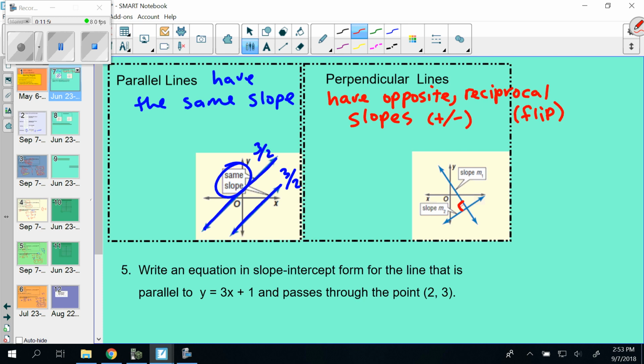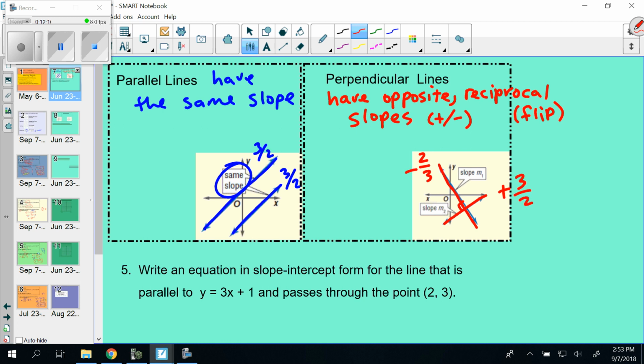As an example, if we're looking at these two parallel lines here and we know that one of these lines has a slope of, say, negative 2/3 because this line's slanting down, the other line then would have to be positive because it's slanting up, and the slope that makes it have a right angle would be flipping 2/3 to get 3/2.